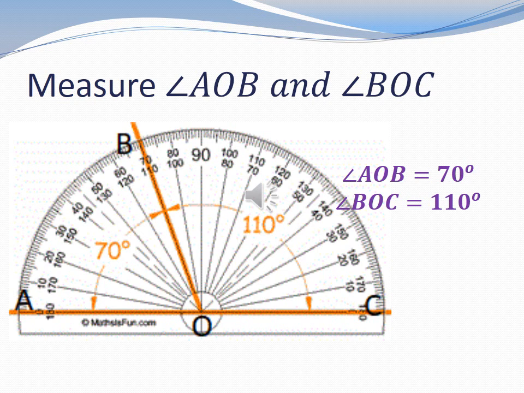To measure AOB, we have to use the outer scale. According to the outer scale, there are 70 degrees. Now we have to measure the BOC angle. To measure the BOC angle, we have to use the inner scale. According to the inner scale, we can see there are 110 degrees in the BOC angle.